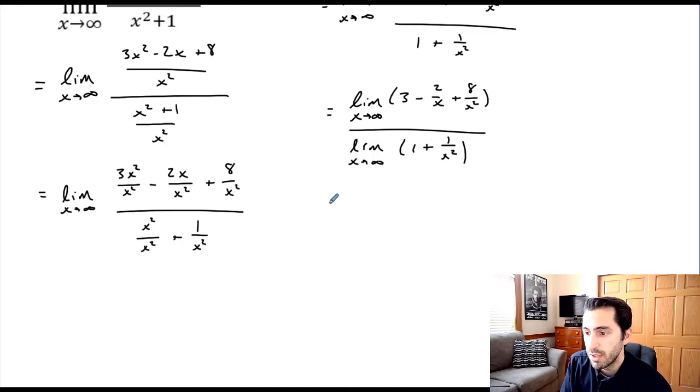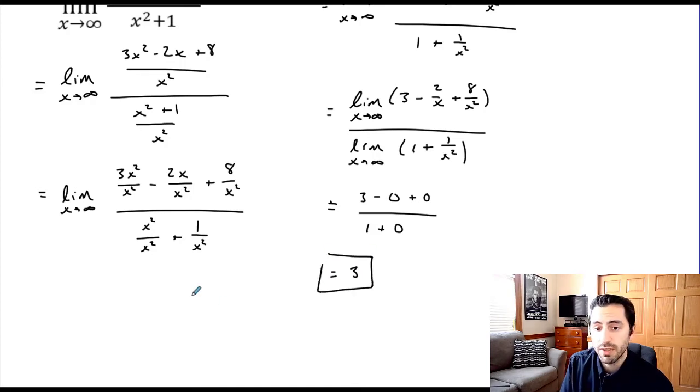So what that means is for my limit, I have 3. That second fraction is getting closer to 0. The 8 over x squared is also getting closer to 0. In the denominator, we have 1, the limit of a constant. And then the 1 over x squared is also getting closer to 0. So simplifying that whole thing, our limit is equal to 3.